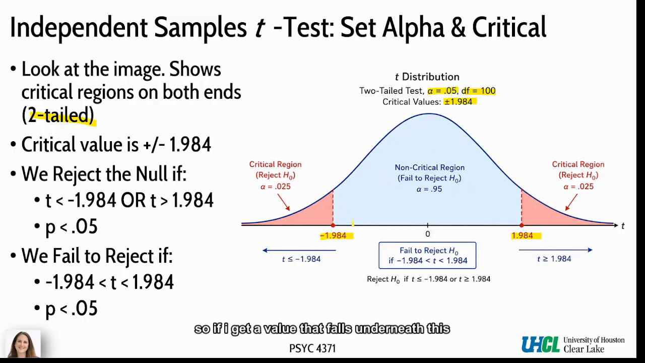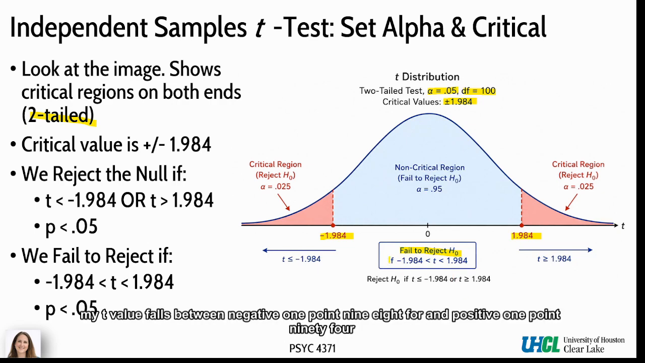So if I get a value that falls underneath this tail right here, then I would reject the null. If I get a value that fell under this area of the curve right here, I would also reject the null. And I'm going to fail to reject it if my t-value falls between negative 1.984 and positive 1.984.